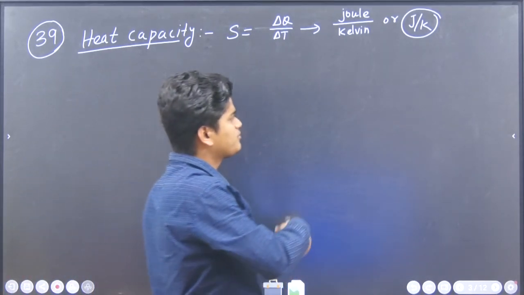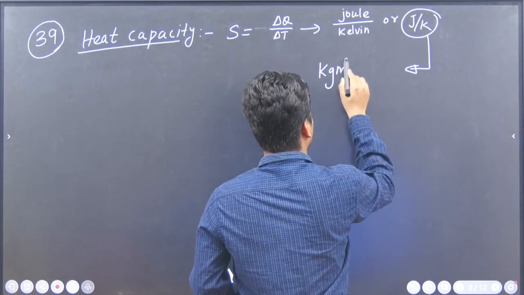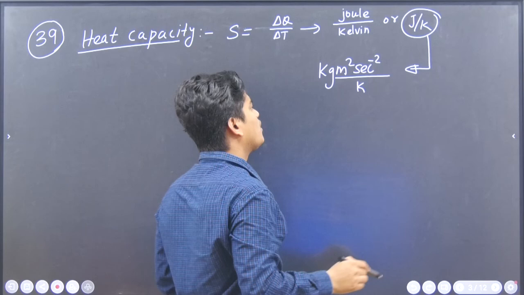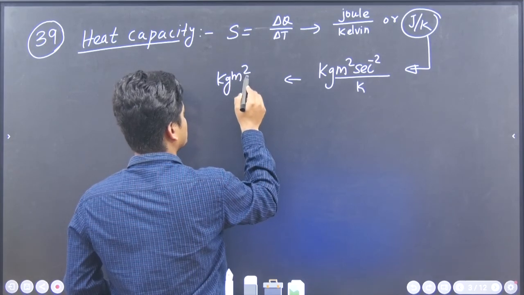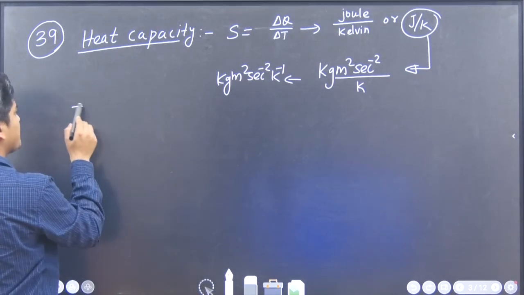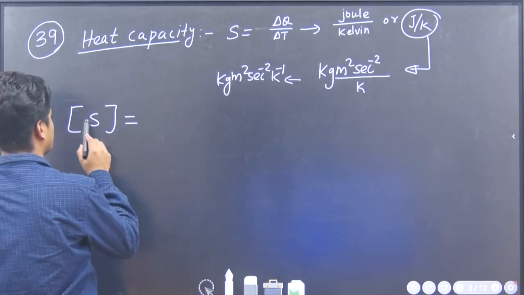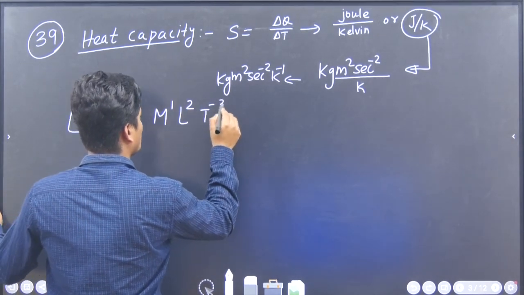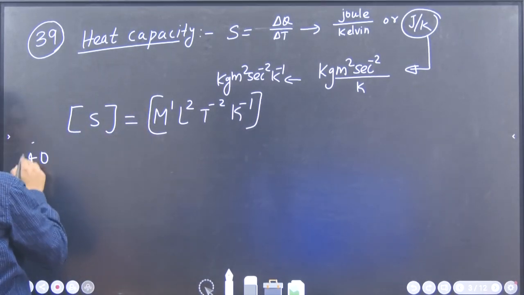Now if I convert in terms of kg and all, what can I write? In place of joule I can write kg meter square second to the power minus 2 divided by Kelvin. So here I can write this as kg meter square second to the power minus 2 K to the power minus 1. Now, what is the dimensional formula of heat capacity? It will be M to the power 1, L to the power 2, T to the power minus 2, K to the power minus 1. So this will be the dimensional formula for heat capacity.